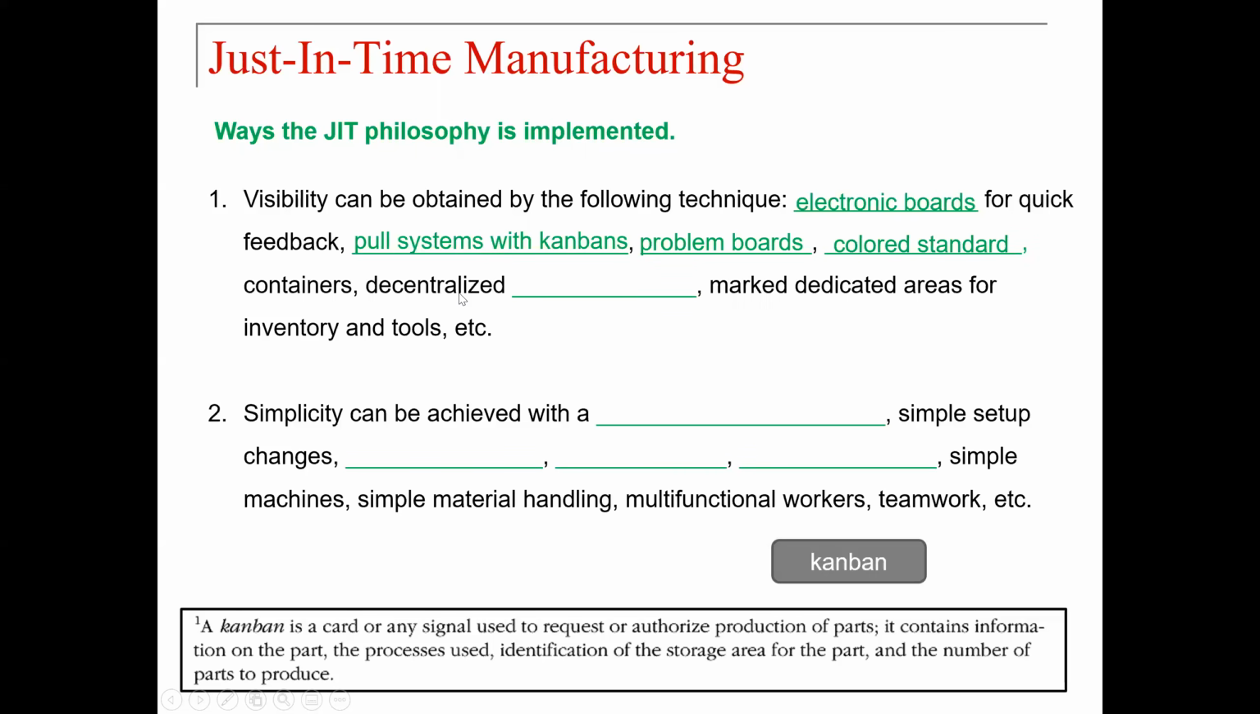And containers, decentralized storage systems, marked dedicated areas for inventory and tools, and so on. Simplicity can be achieved with a pull system with Kanban, simple setup changes, certified processes, small lot sizes, level production, simple machines, simple material handling, multifunctional workers, teamwork, etc.